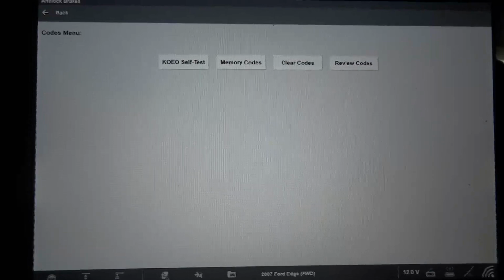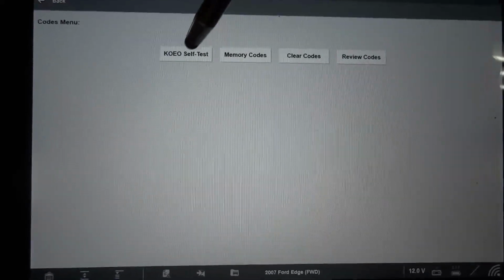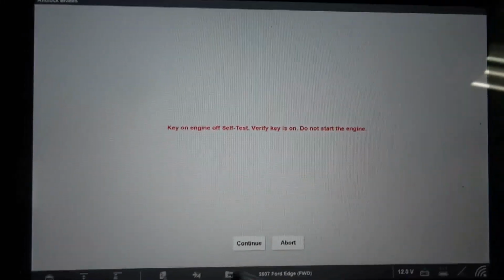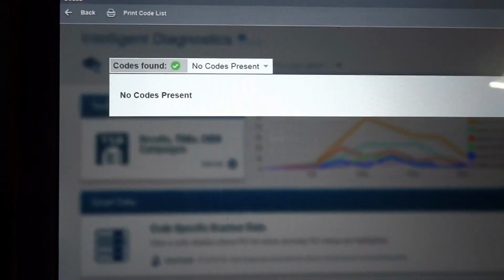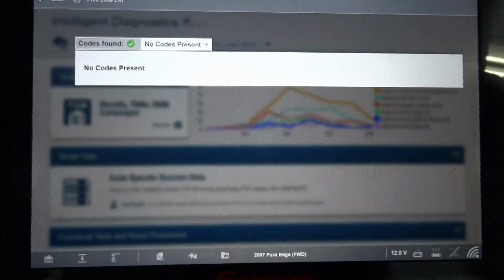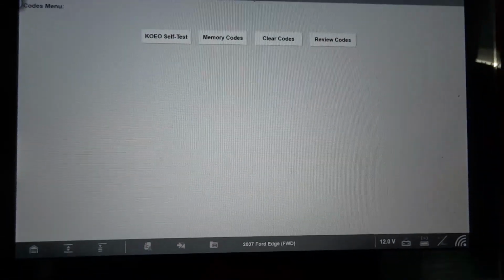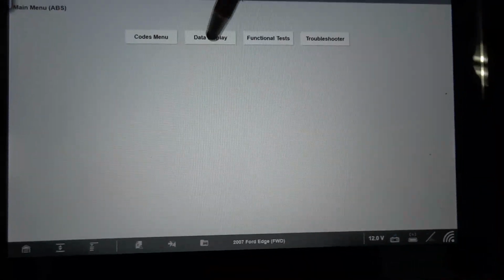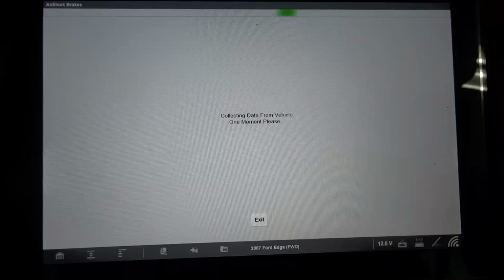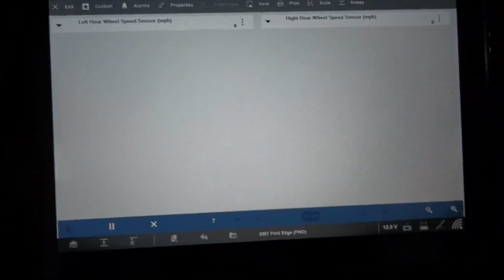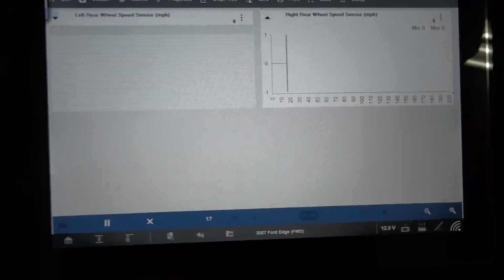Let's try to read the codes again. Let's see what we got. Right there, no codes present, so that's good. Now I'm going to graph the rear sensors right there. Let's graph both of them.